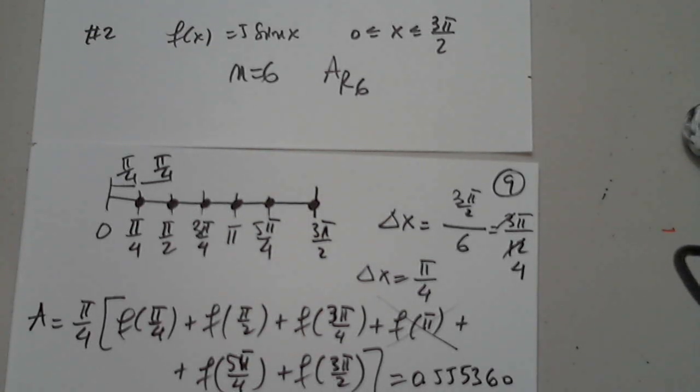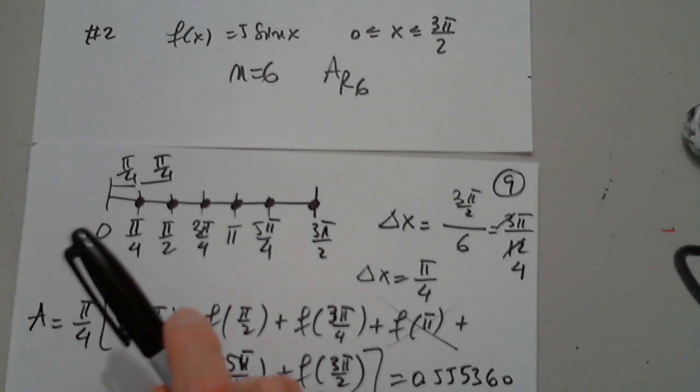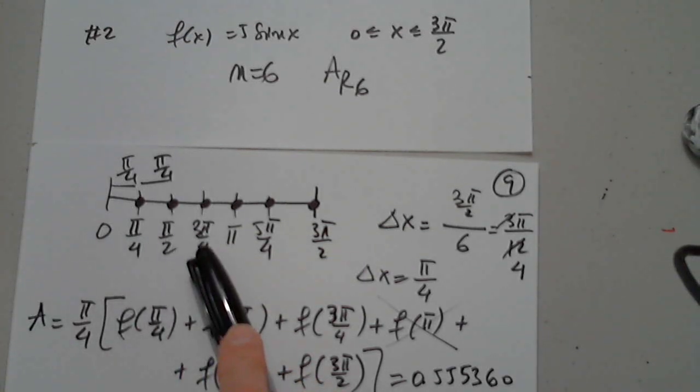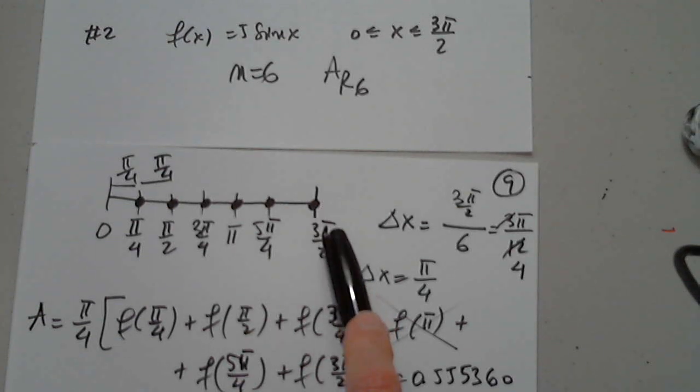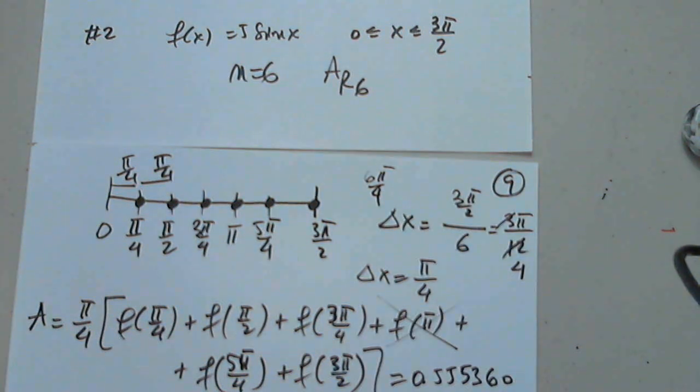Is this okay? I'm checking it out. Pi over 4 plus another pi over 4 plus another pi over 4 plus another pi over 4. I'm checking. So this is 4 pi over 4, 5 pi over 4, 6 pi over 4, which is 3 pi over 2. And they want the right, 1, 2, 3, 4, 5, 6: pi over 4, pi over 2, 3 pi over 4, pi, 5 pi over 4, 3 pi over 2.